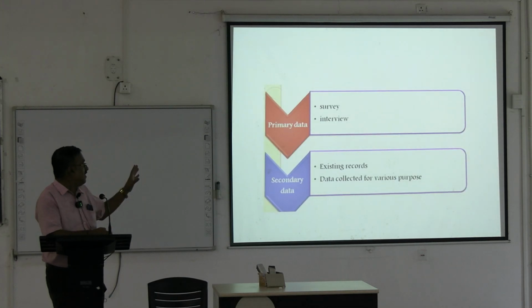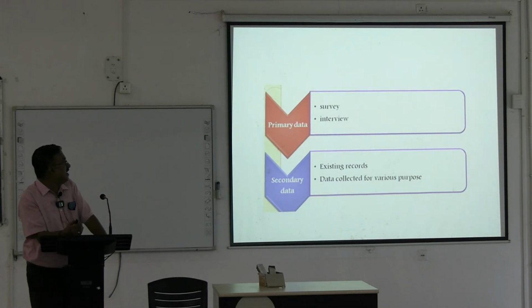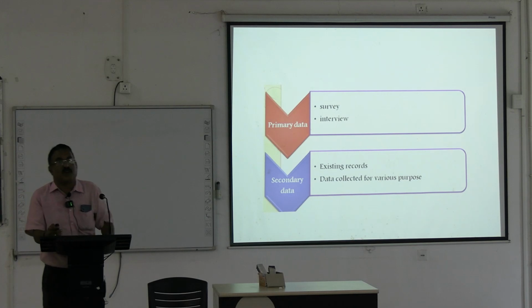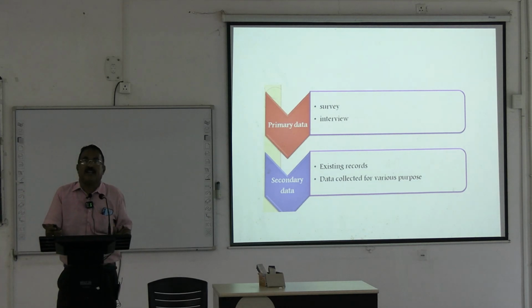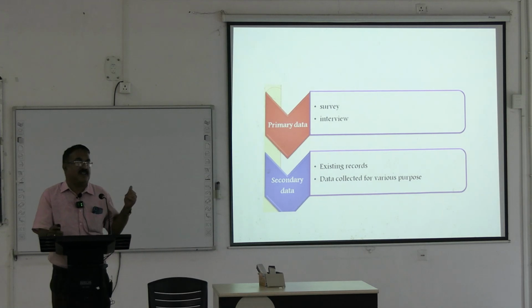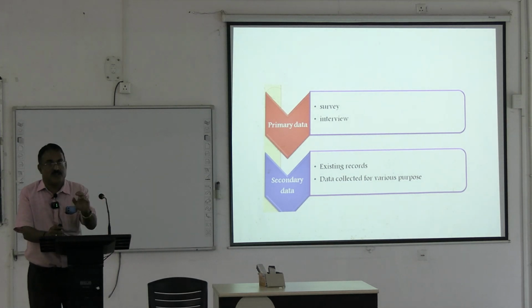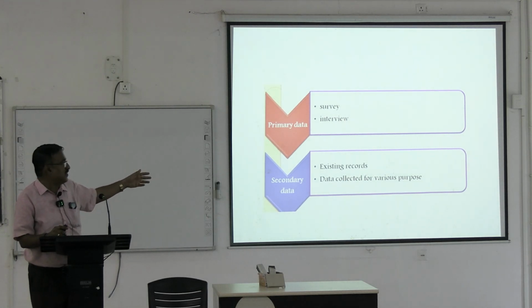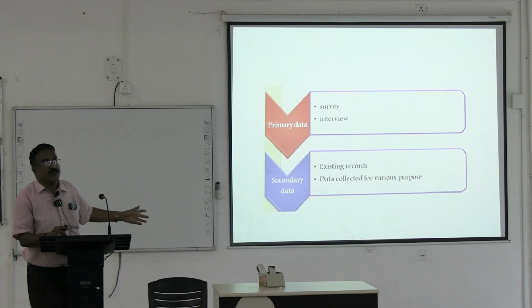So how will you get this information? Primary data: you do a survey and you do an interview of the people. Secondary data is existing records and data collected from various sources. So these are the ways in which you can get the basic data. You need data to proceed. Where will you get the data? Go to the field, do a survey, do an interview. Then secondary data is existing records that are there and data collected for various purposes.